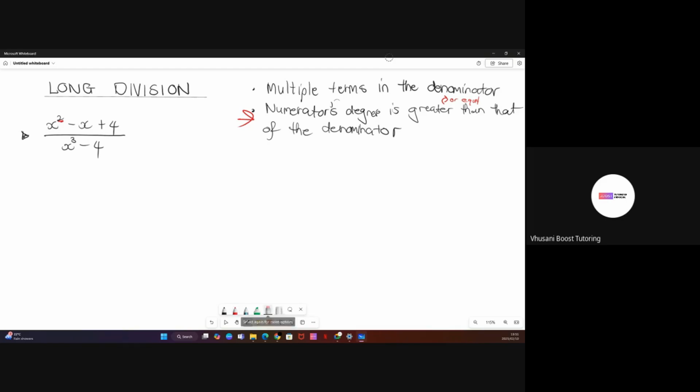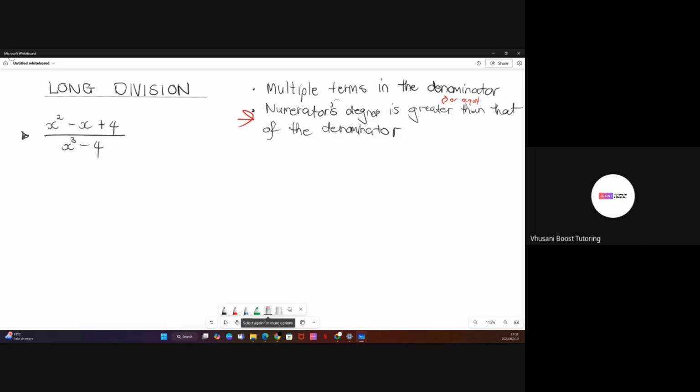So if this was x to the power of 3, we would be able to perform long division. But the moment the numerator's degree becomes less than the denominator's degree, so x to the power of 1, x to the power of 2, then we cannot perform long division anymore. You just leave it as it is. Even if it's a 5-mark question, just leave it as it is.